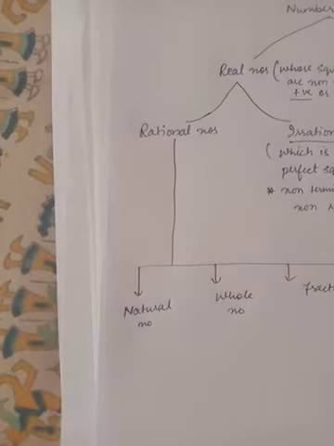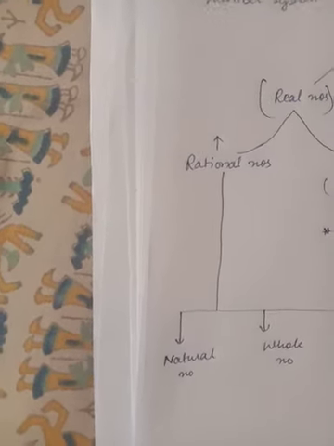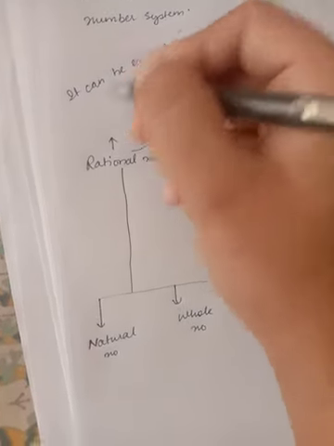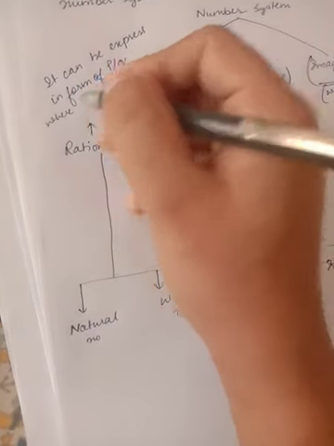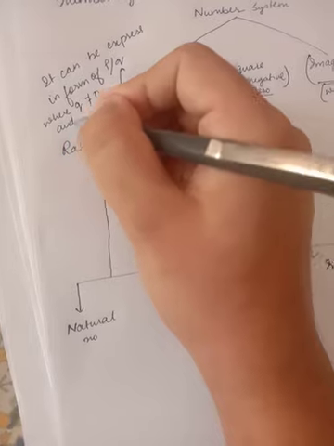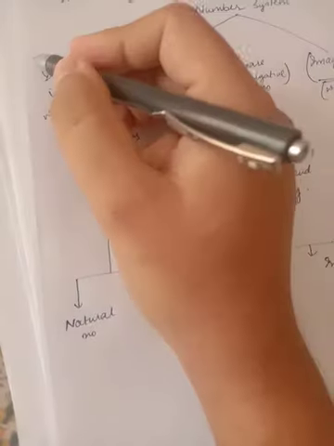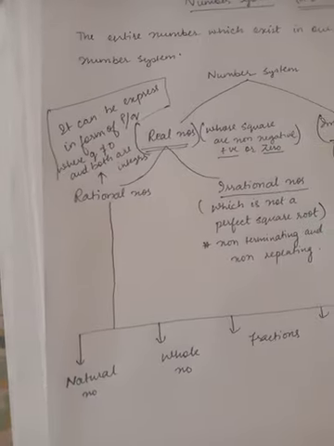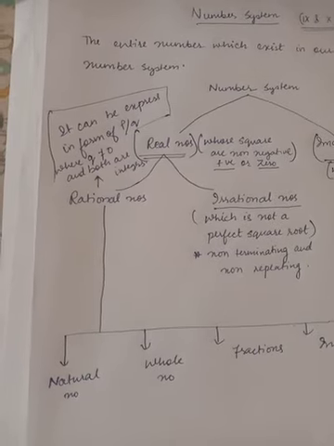And before going to the rational number, the definition is that it can be expressed in the form of p by q, where q is not equal to 0 and both are integers. Because of the lack of space, I have to write this in this way, so never mind. So rational numbers can be expressed in the form of p by q, where q is not equal to 0 and p and q are integers.